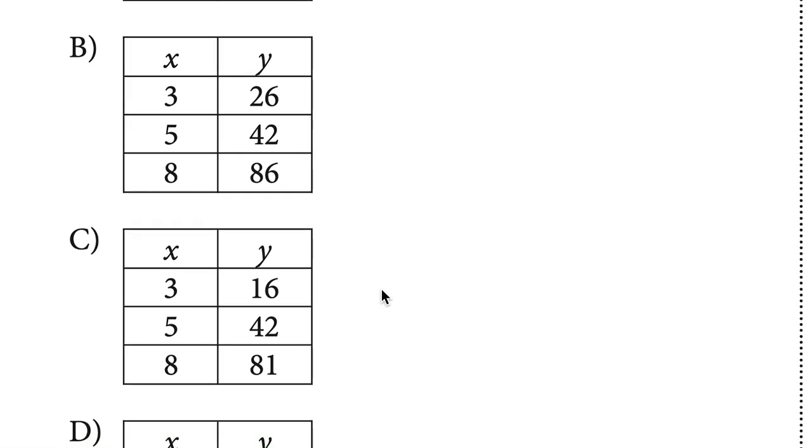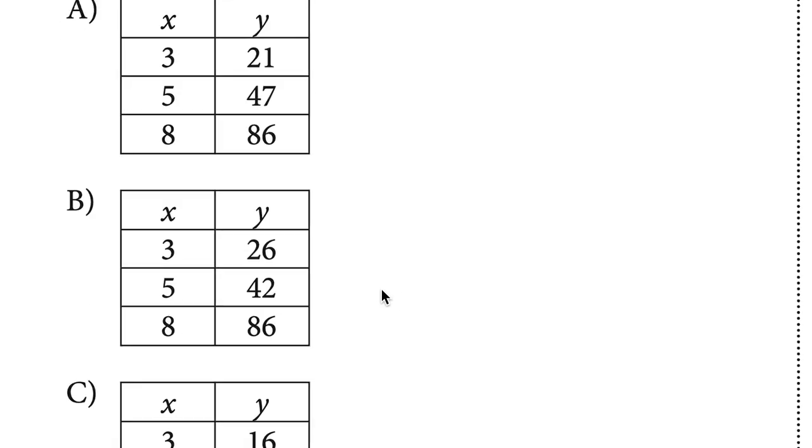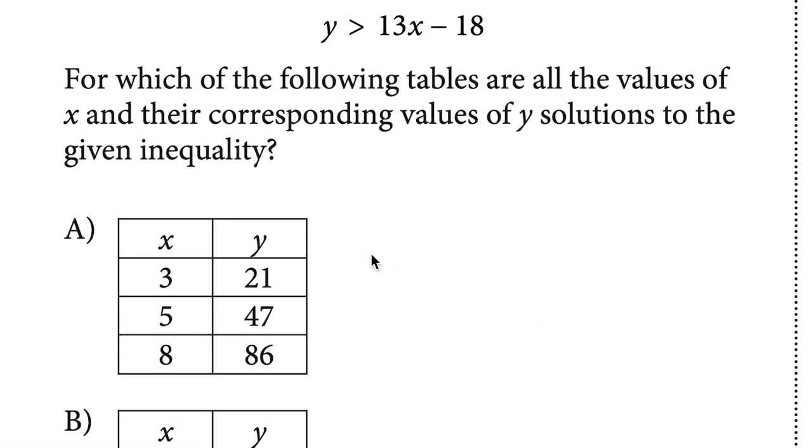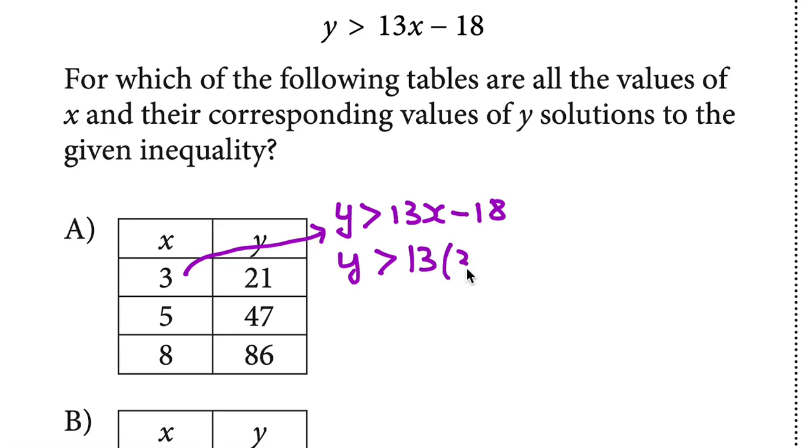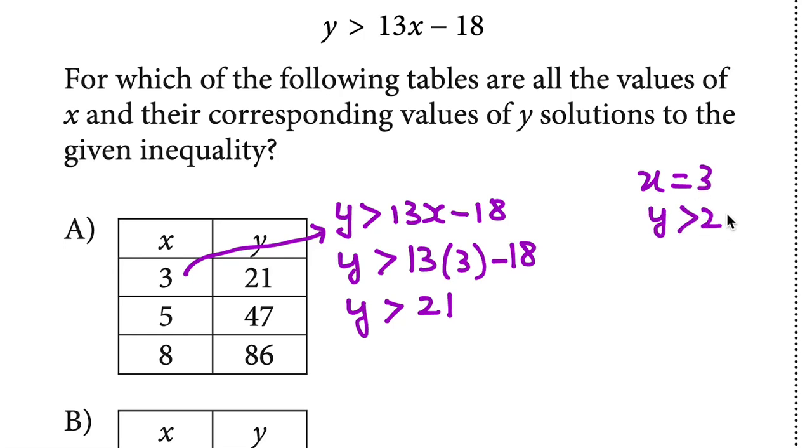Input is always 3, 5 and 8, in all four options. So first I'll stop here and calculate the answers. Let's do the inequality. So y is greater than 13x minus 18. Let's give the first input as 3. So y has to be greater than 13 times 3 minus 18, which is 21. So when x is equal to 3, y has to be greater than 21.